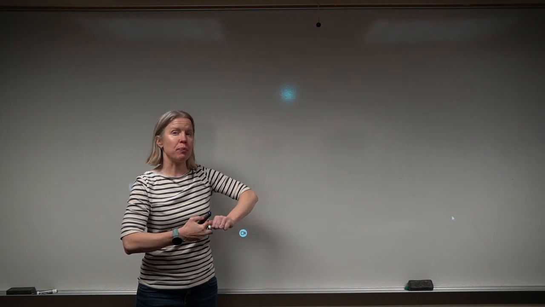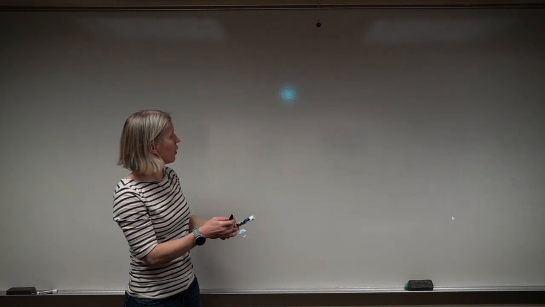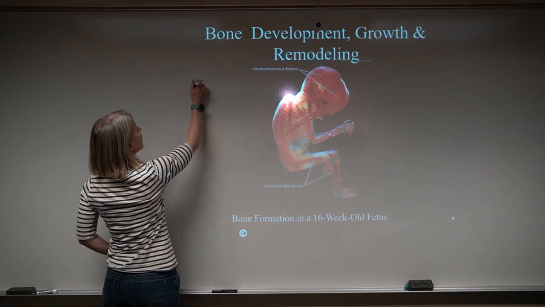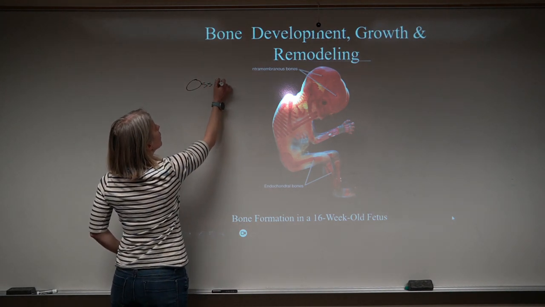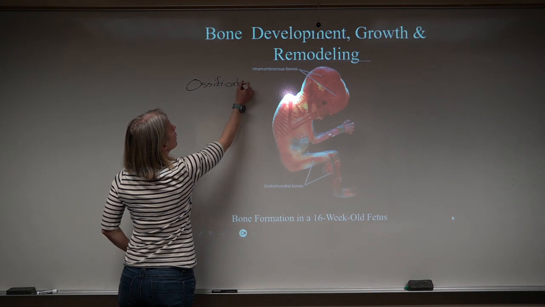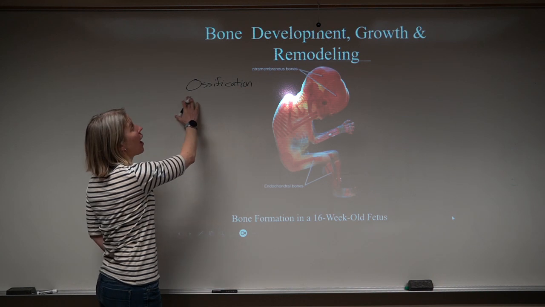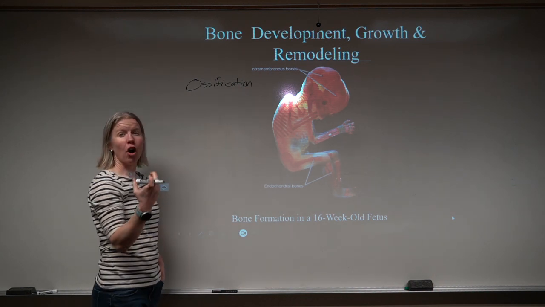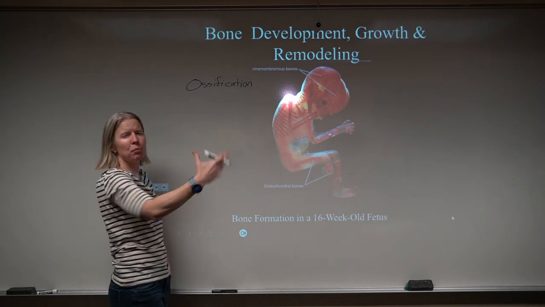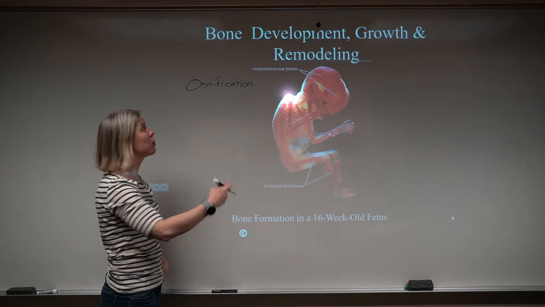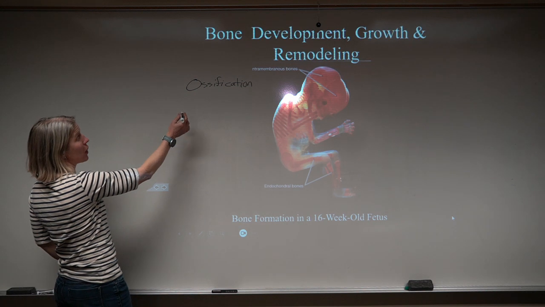We have what's called endochondral ossification. So ossification is what you should think of with development. Ossify is like harden, osseous tissue, bone, right? So this process of becoming bone, developing into bone. We have two different ways this happens.